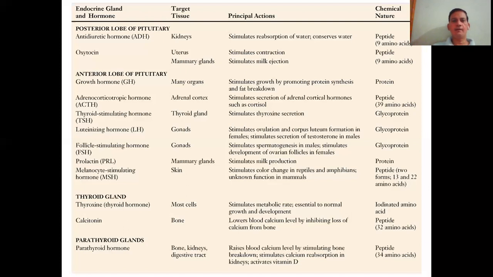Next gland is the parathyroid gland, and this secretes parathyroid hormone. Its target is bone, kidneys, and the digestive tract. So this raises blood calcium level by stimulating bone breakdown. So this is kind of opposite of the function of calcitonin. Also, it stimulates calcium reabsorption in kidneys and activates vitamin D. So in a way, this is stimulating the absorption of calcium from the food or from the blood. And this is a peptide of 34 amino acids.